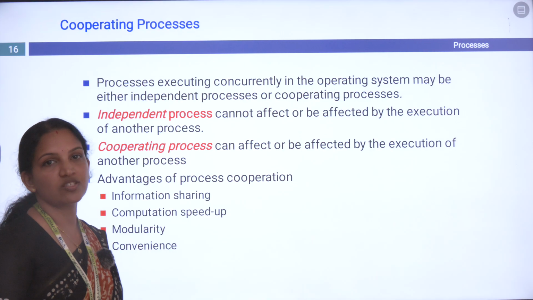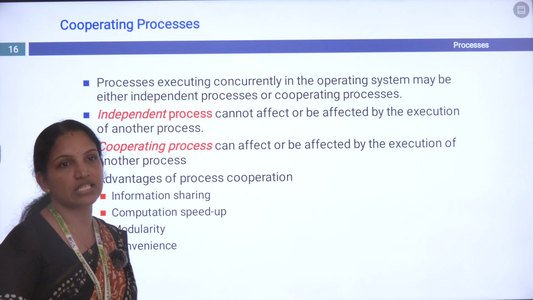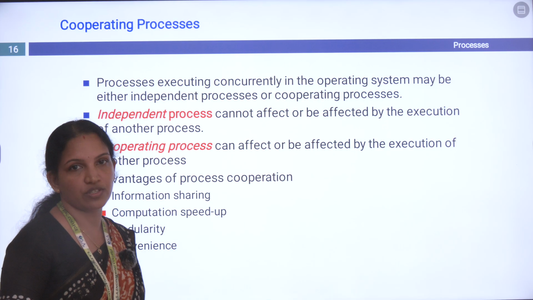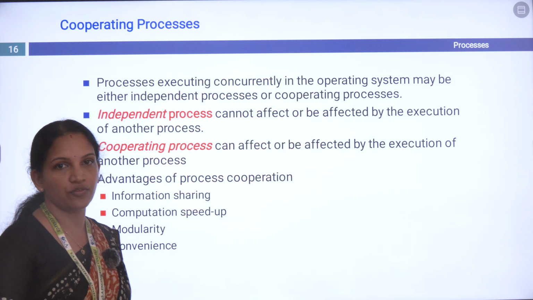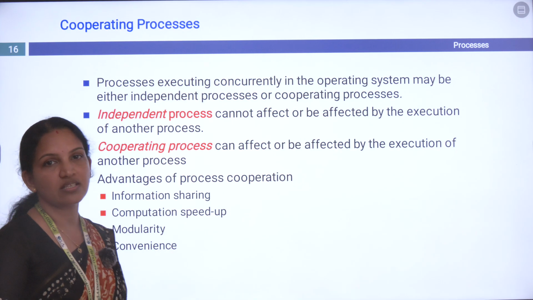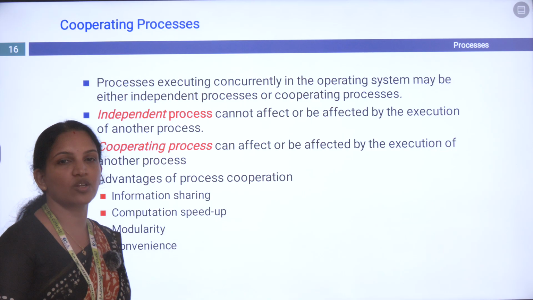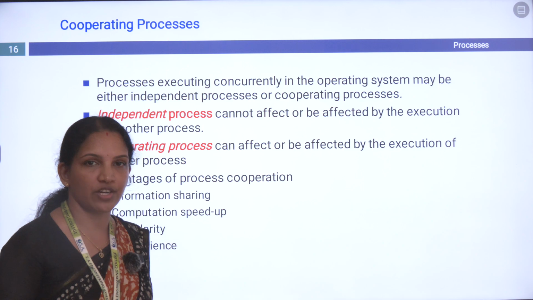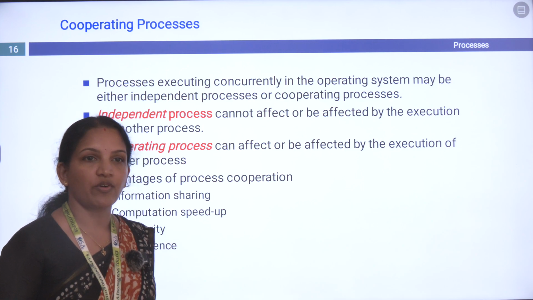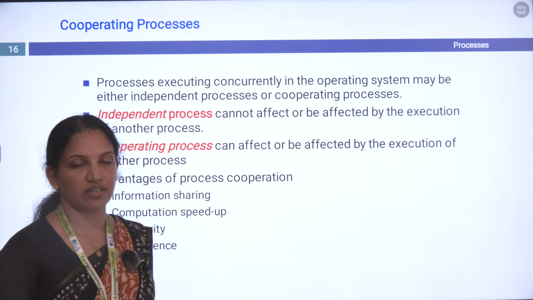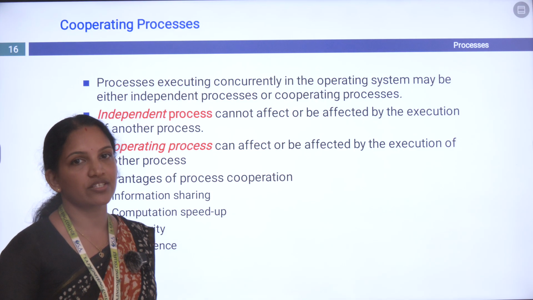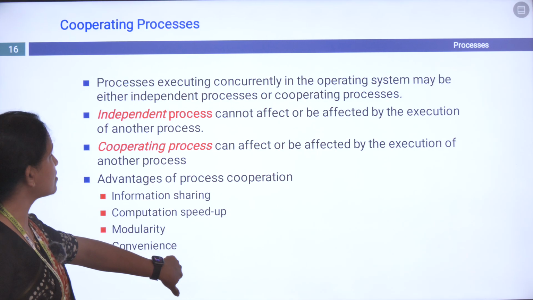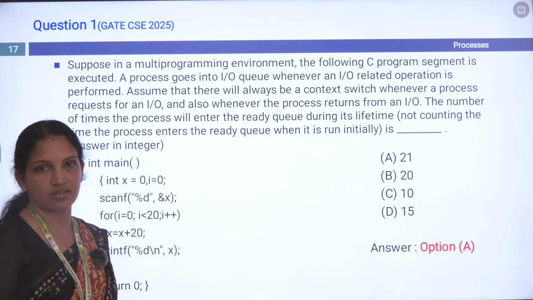Then modularity means we can divide the system into a set of cooperative modules. That will increase the efficiency of development. The last one is convenience. For example, if a user wants to do multitasking, he can open the same code in multiple windows, one for coding, one for compiling, and one for executing. Like that, he can do multiple tasks, that is convenience. So that's all about the basics of processes.